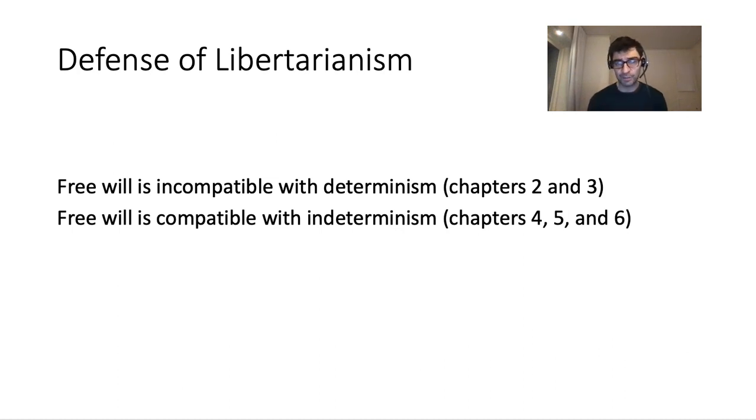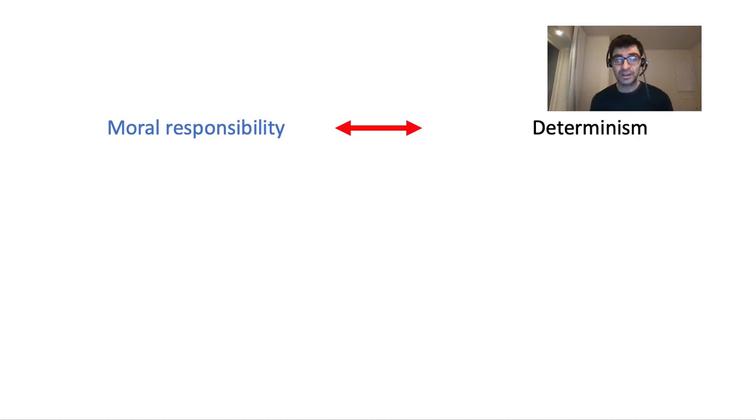So how does that argument go? Franklin wants to show that free will is incompatible with determinism, and he does that by trying to show that moral responsibility is incompatible with determinism. Because as we've seen last time, Franklin assumes that free will and moral responsibility go hand in hand. But how do you argue for this incompatibility?